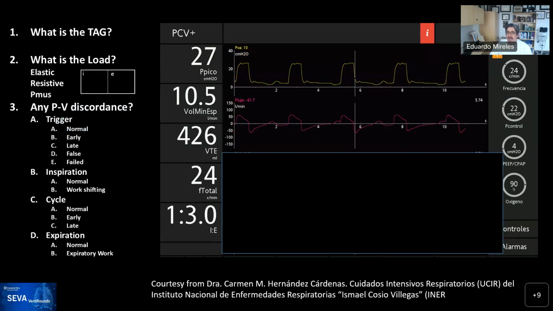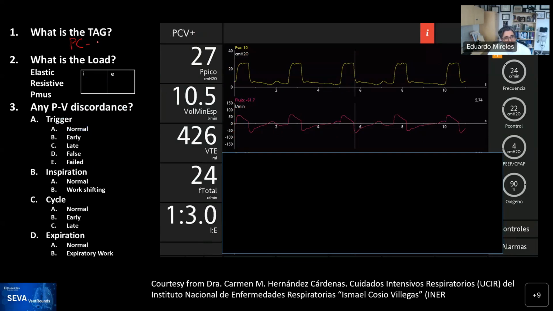And here's our last waveform of the day. I know that we started a little bit late, so we're going to finalize with this one. This is the third waveform that they sent us. So again, what is the tag? And I'll give you the tag just for the sake of time.